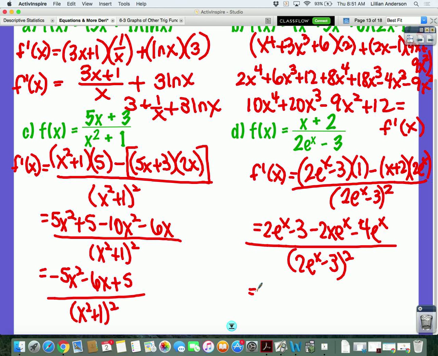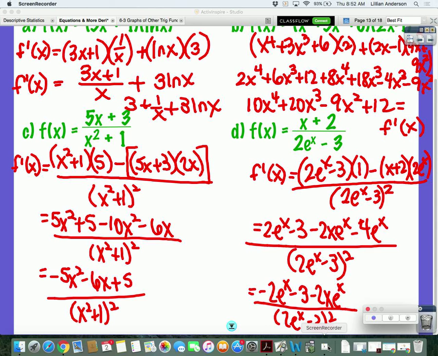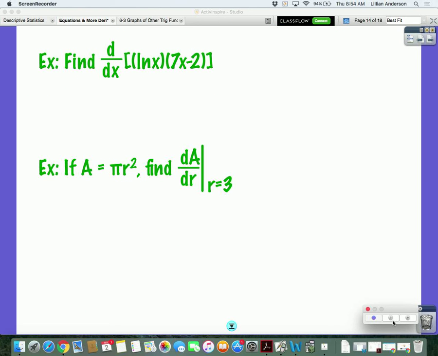I can simplify this down some because I have a 2e to the x minus a 4e to the x, which will give me what? Negative 2e to the x. The order in which you write it really doesn't matter as long as you have the negatives with the correct terms, then you're good to go. That'll be your final answer. You can't go any further than that. Two more, and then you do some on your own.